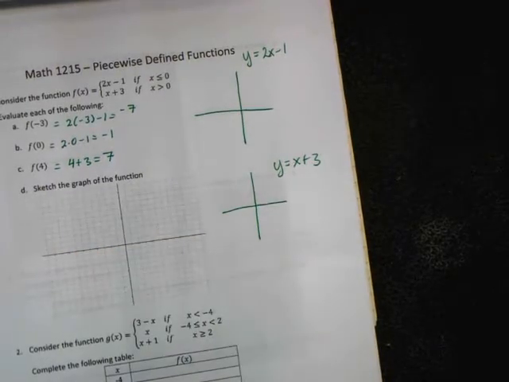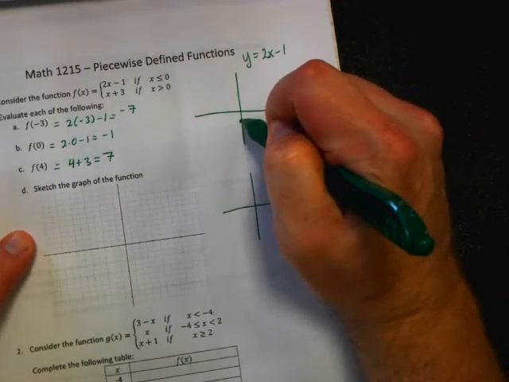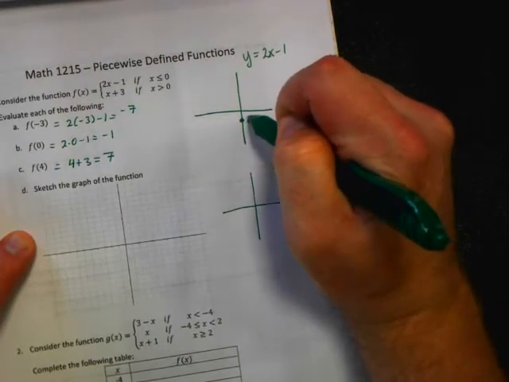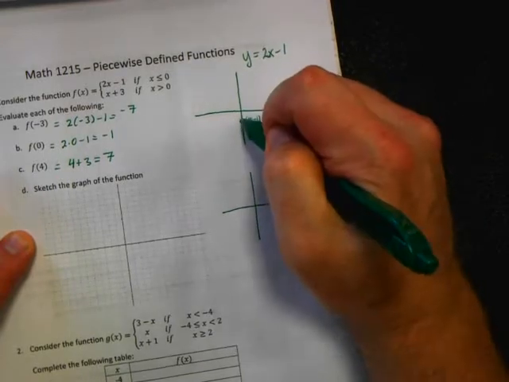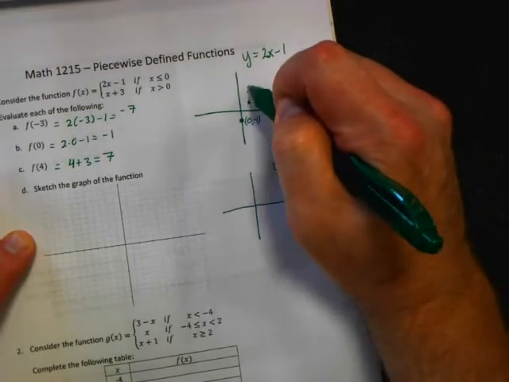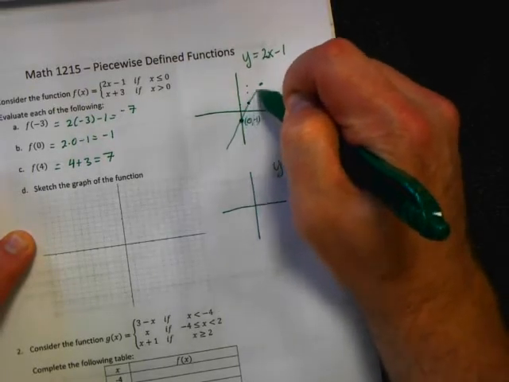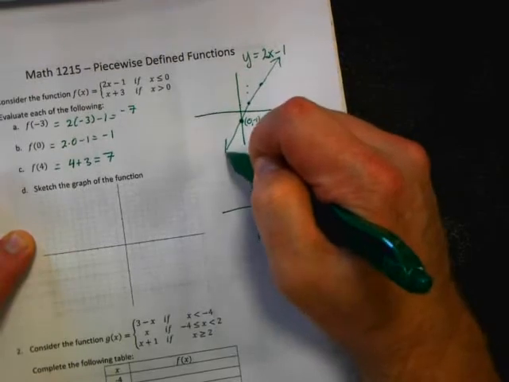How would you graph the equation y equals 2x minus 1? Our y-intercept is 0, negative 1. My slope is 2, so I go up 2 and over 1. And then I could do it again, up 2, over 1, and I play a game of connect the dots. There it is.